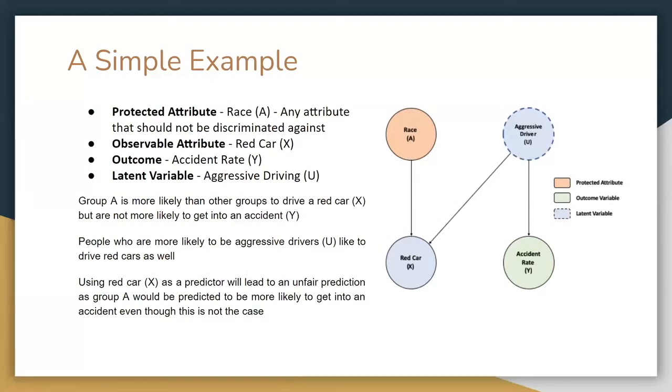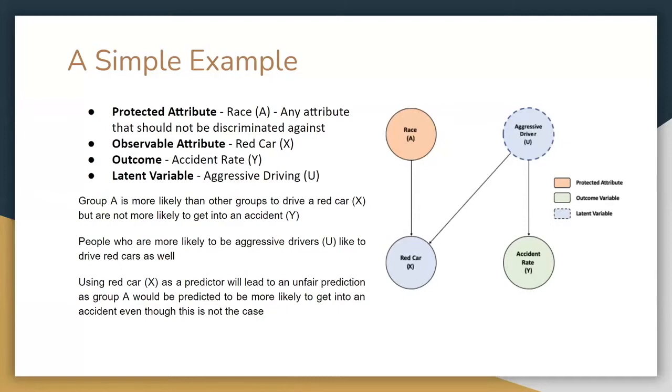One of the main implications of counterfactual fairness is that a prediction will be counterfactually fair if it is a function of the non-descendants of A. In the example above, we could not use the observed attribute red car to make a counterfactually fair prediction, as any changes in A would cause a change in the observed variable red car. Instead, we would want to try to infer the latent variable U.